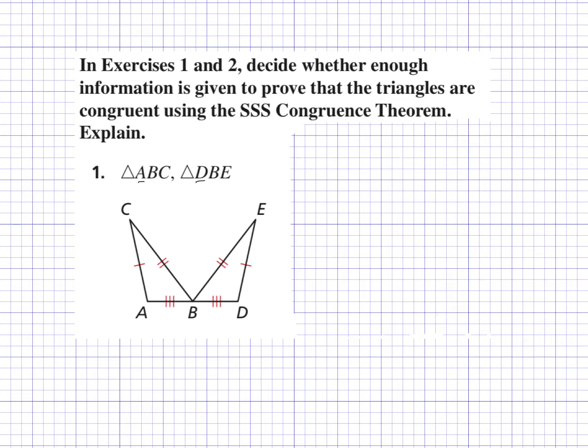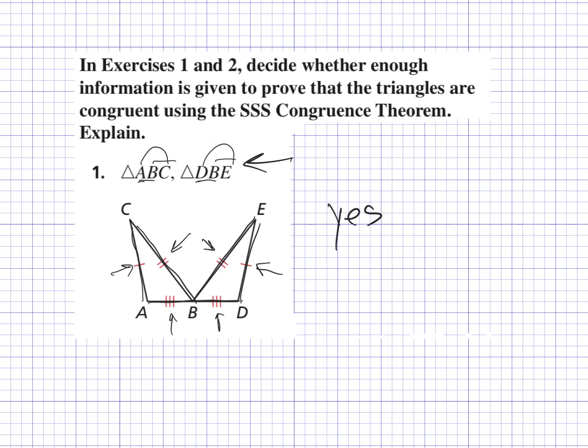AB is to DB, okay, those are marked correctly, and then BC is to BE, and those are marked correctly to each other. And then therefore, A, C, and D, E. Those are marked correctly, so they're in the correct order. That's what you have to look for, the correct order. They're going to appear to be correct, but if the order is wrong, you cannot say it. So watch for that. So yes, there is enough information for side, side, side.